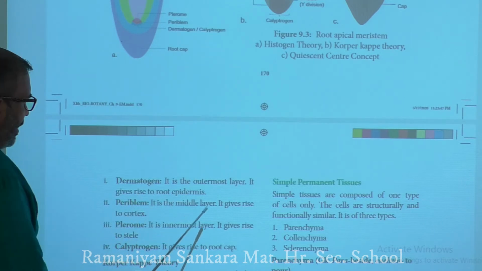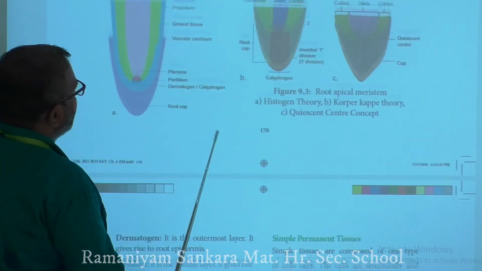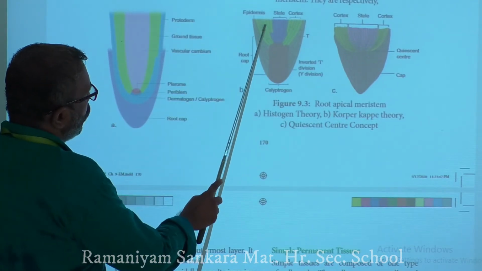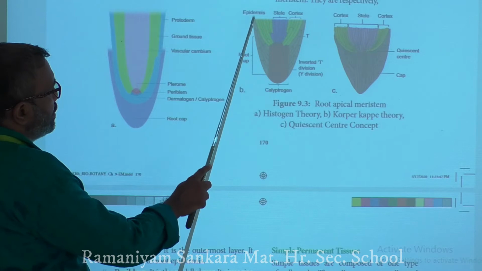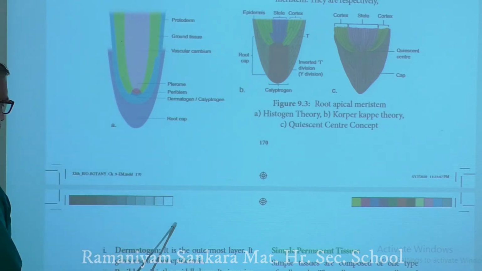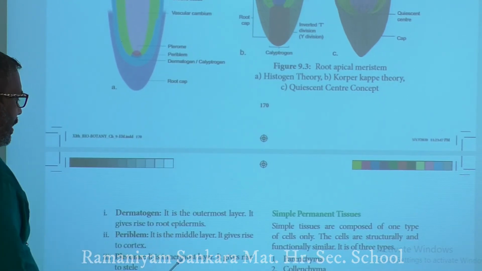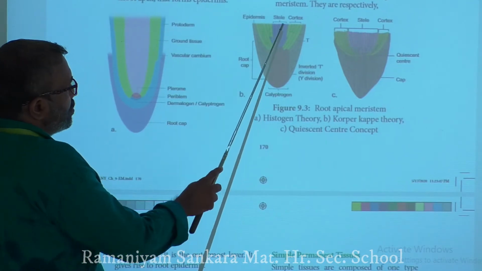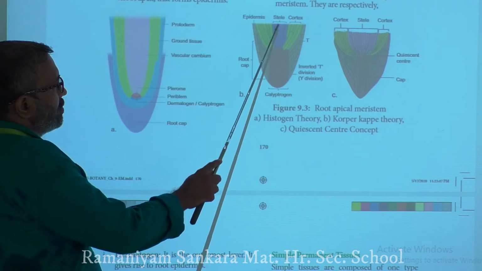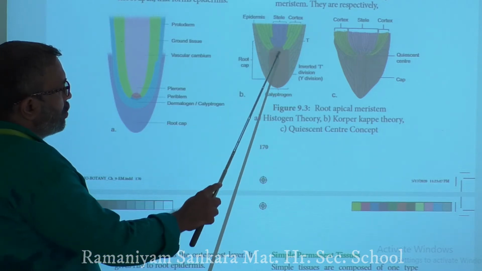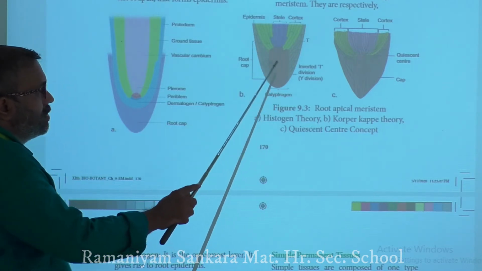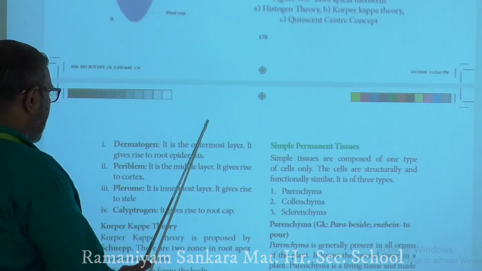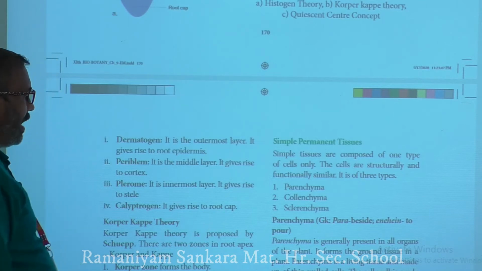Periblem, the middle layer, gives rise to the cortex. That is called the cortex region. Third one, plerome, the innermost layer, gives rise to the stele. That is called the stele region. These are the three regions. Another one is calyptrogen, the fourth region of the root. Calyptrogen gives rise to the root cap.